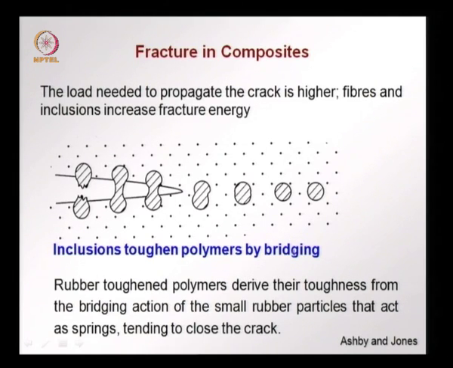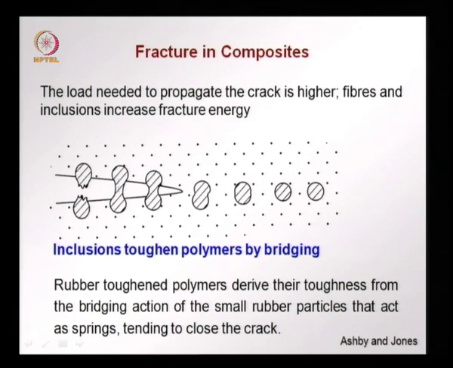When we have inclusions, similar effect occurs. The load needed to propagate the crack becomes higher as the inclusions, as we saw in the case of fibers, increase the fracture energy, the energy requirement to keep driving the crack. What would happen when we have rubber inclusions in a polymer is that when the crack propagates, we have these rubber inclusions acting like springs. They bond the faces of the crack, they pull the faces of the crack together, and until the rubber inclusion breaks, the crack cannot propagate very much further.